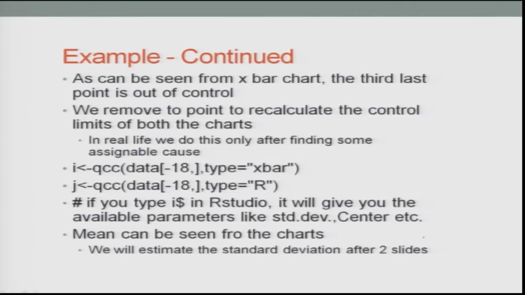So, continuing with the example, as can be seen from the X bar chart, the last point is out of control, which is the red one. We remove the point and recalculate the control limits in both cases, and in real life we can do this only after finding some assignable causes. Arbitrarily you cannot remove it. Obviously, there is some reason why it has happened and we want to understand that.